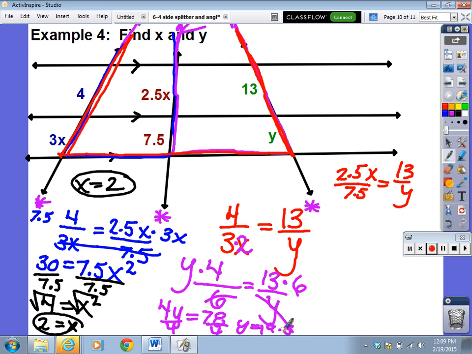You guys, I promise I did it in my other class. With this one, we got the same answer. So y is equal to 19.5. We found x and y. Any questions? Good work. You guys, it's just a bunch of triangles. Okay, we are all set.